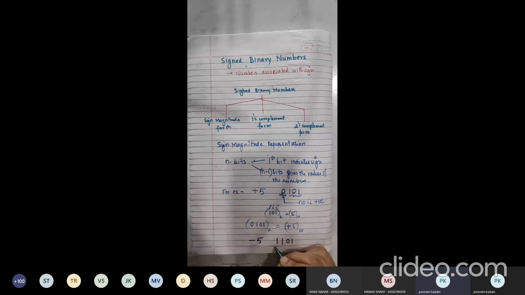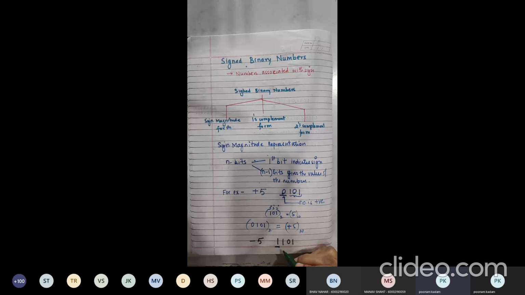has 1 in the MSB bit, which means it is representing a negative number, and the value of the number is obtained by finding the magnitude of the remaining bits. So it means 1101 is minus 5. It is representing minus 5. So minus 5 in sign magnitude representation is written as 1101.